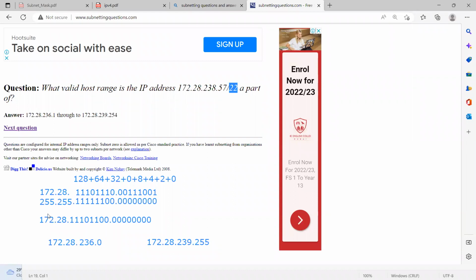These bits belong to the network. You are not allowed to change that. If you change some bit here, it will change the network. You cannot change this. You can change this. Preserve these bits. Change these bits. You can start from zero, right? Then maximum is all ones. The minimum is all zeros. So the range is minimum, all zeros, plus one is the starting. Maximum, all ones, minus one is the ending. That is the concept, right? Same concept.